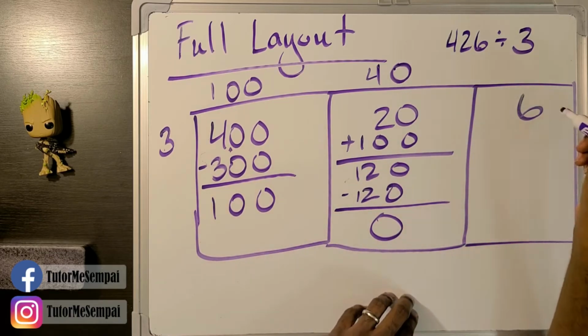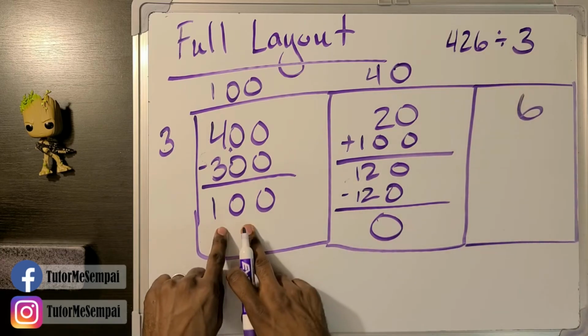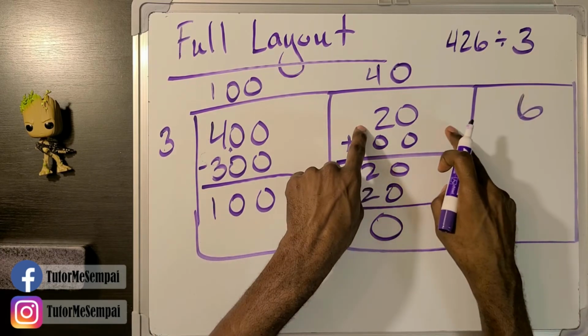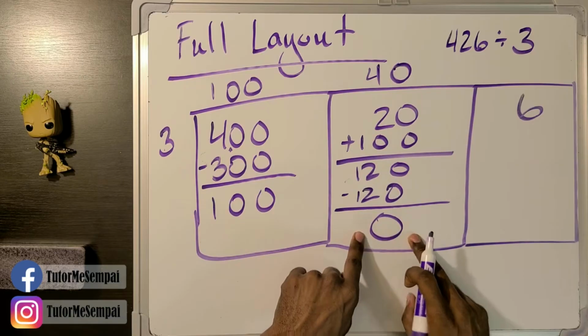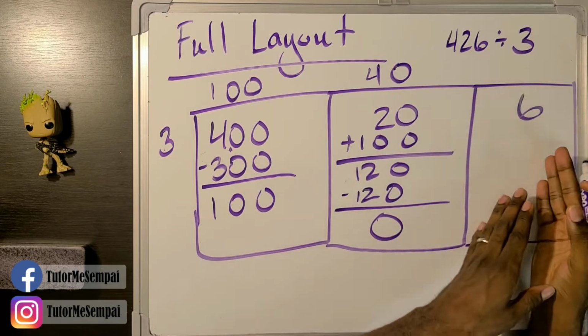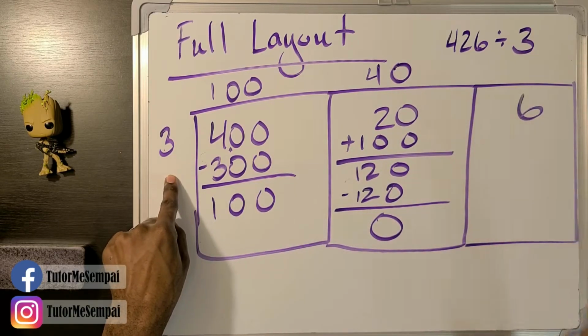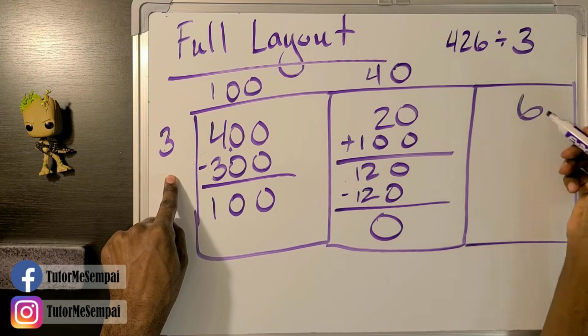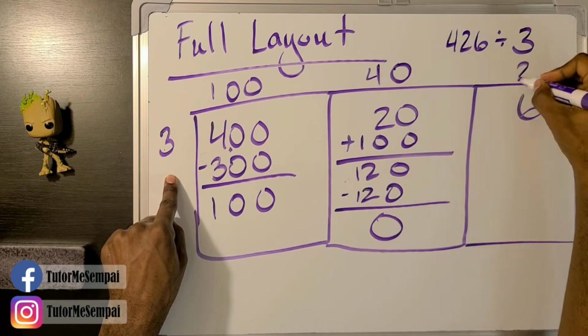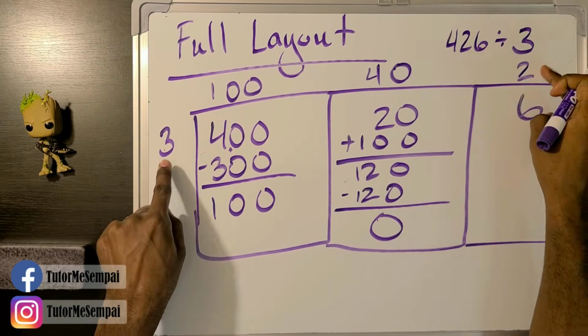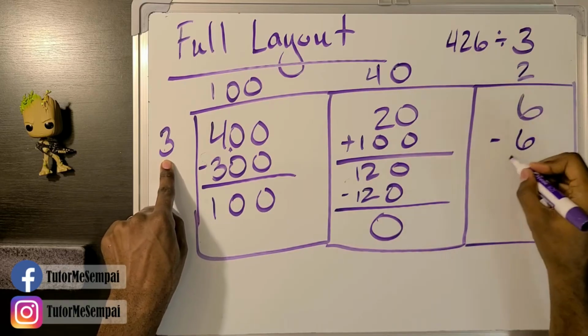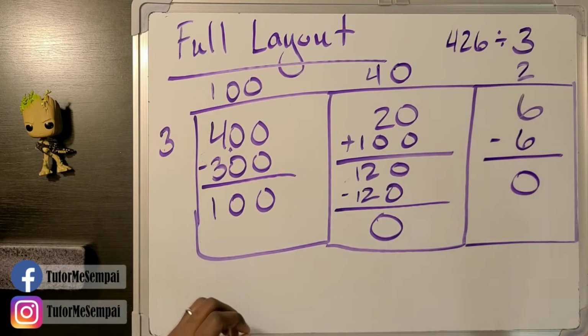You're just going to start here. So once again, we had 100 here, so we added 100 to this box. We have a 0 here, so we're not going to add anything to this box. But we're going to start here and see how many groups of 3 do we get from this 6. We have a 2. 2 times 3, 6. Subtract it, you get a 0.